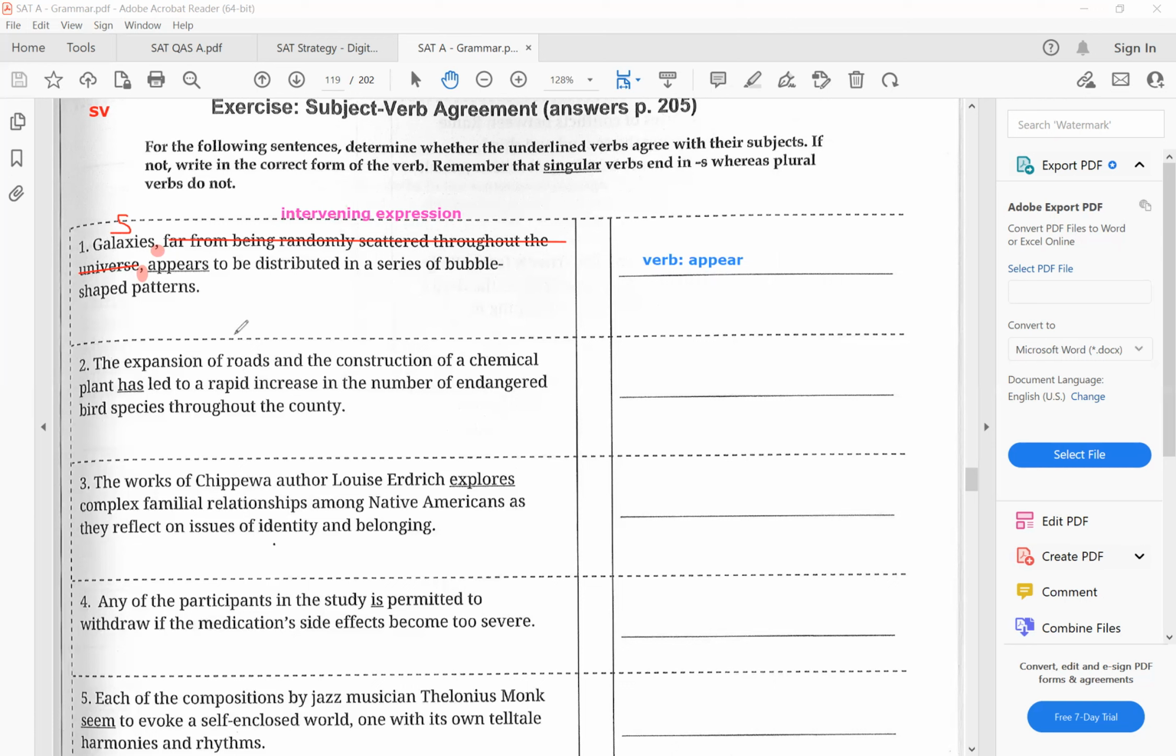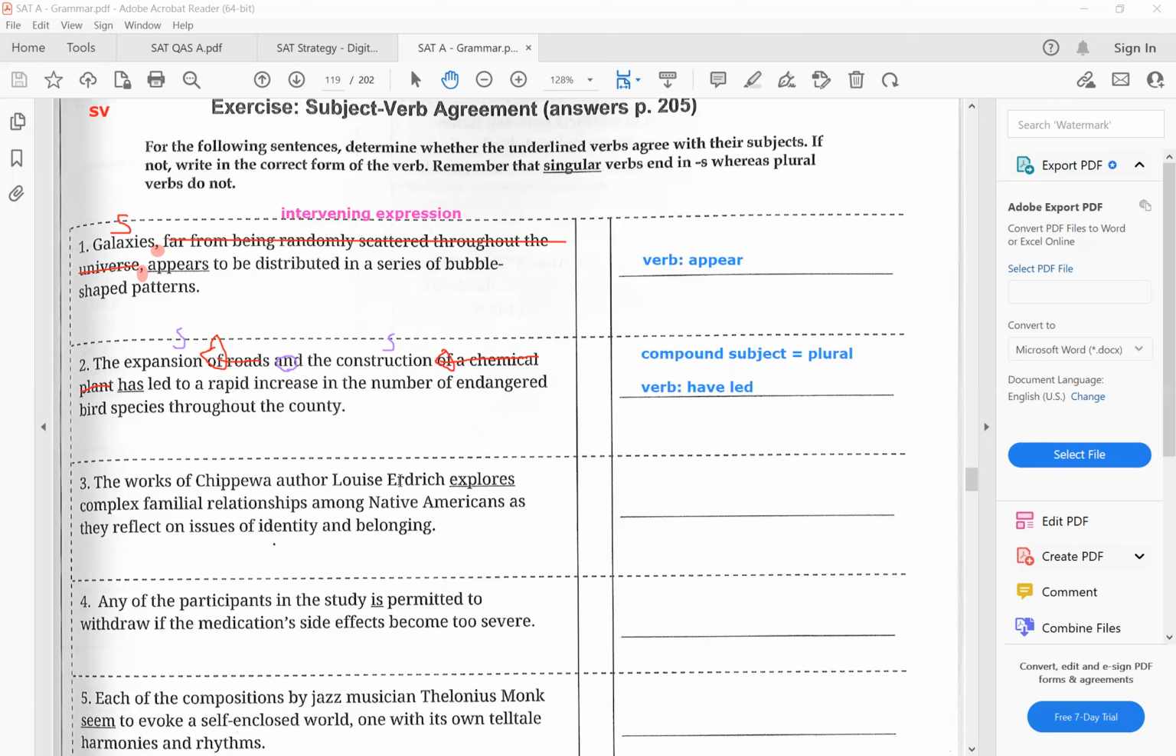Cross out my phrases. I know that of rose, that is my prepositional phrase. I know that of a chemical plant, that is another prepositional phrase. So what is my subject? Well, my subject is the expansion, and I have conjunction and the construction. So in this case, I have compound subject, which is plural. So I have to change my verb to have led, plural.